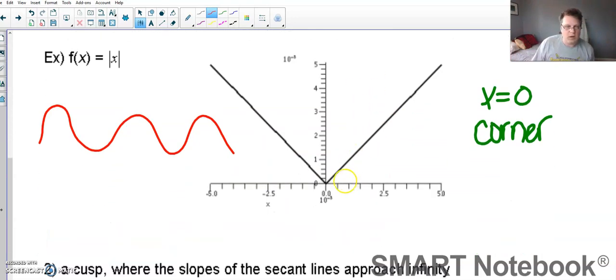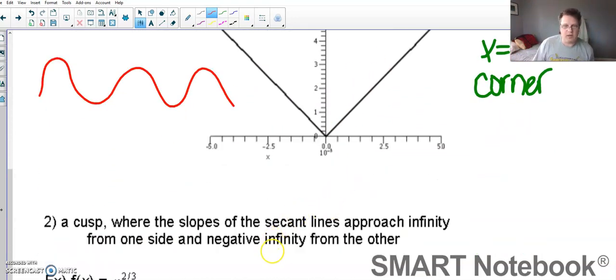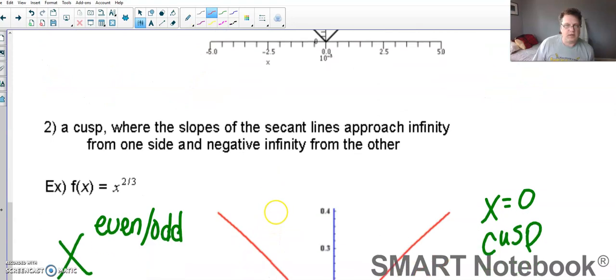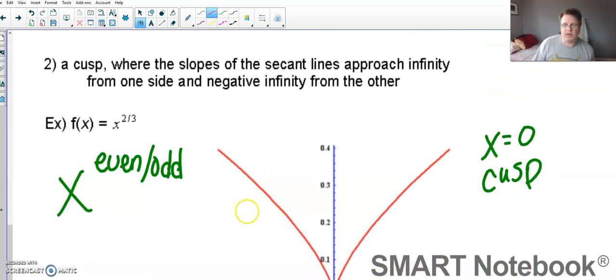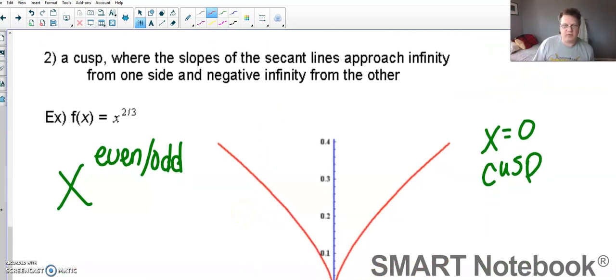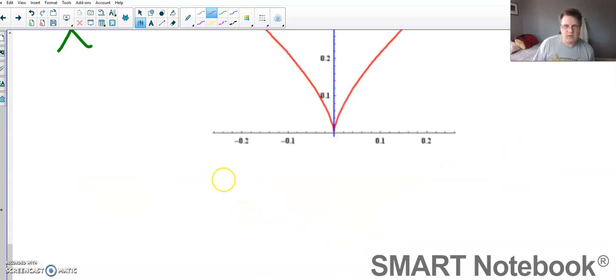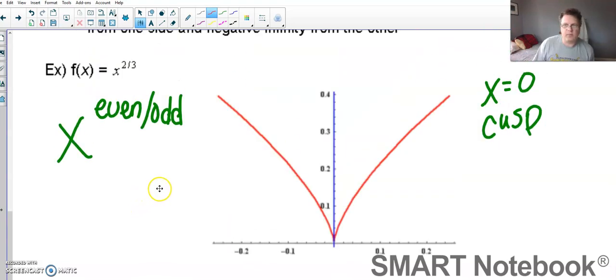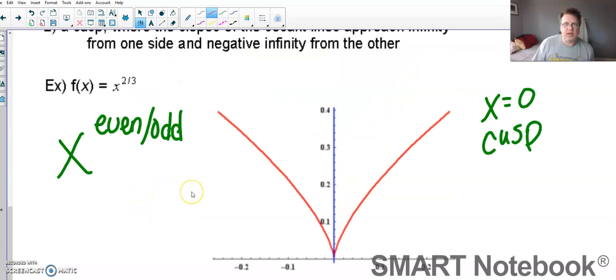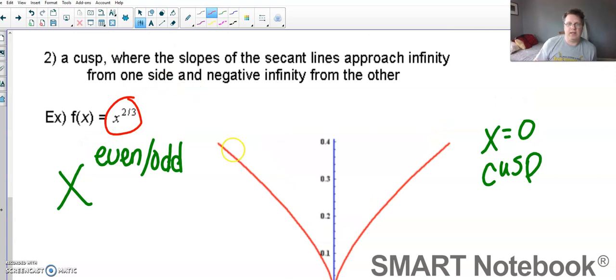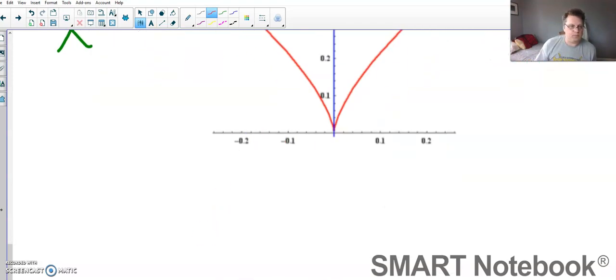A cusp. What's a cusp? A cusp is something like this, kind of like an absolute value. I don't know if you can see this. There it is right there. So at 0, we have our cusp, and that occurs when you have an even power over an odd power. That's when you have a cusp, and it cannot differentiate.